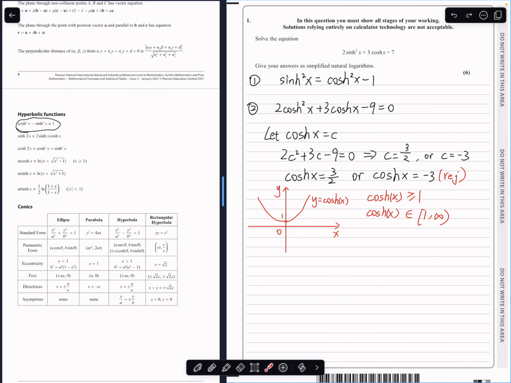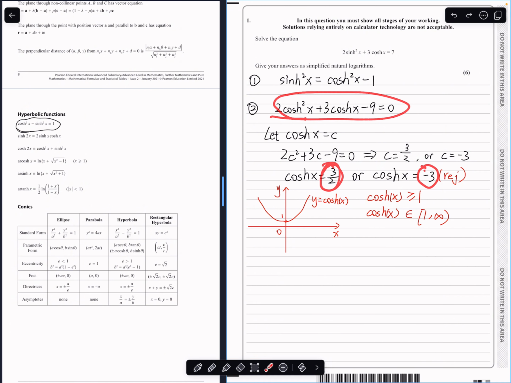Some students are confused about why we reject a value that we get from the equation. You should know that when someone tells you that c satisfies this equation, his or her underlying c may be 3 over 2 and maybe negative 3. And you solve the equation and get these two values, but you don't know which one is his or her underlying c. So you tell the one who asks you the question, okay, it can be 3 over 2, or it can be negative 3. I don't know which one is your underlying c. Both are possible. But for this equation, you get these two values for cosh x.